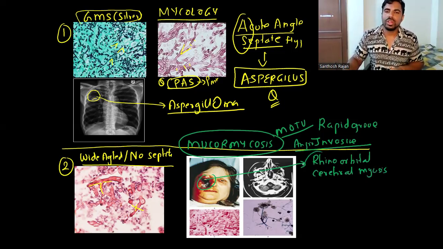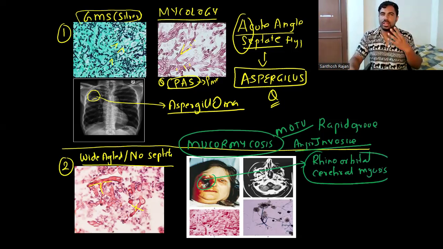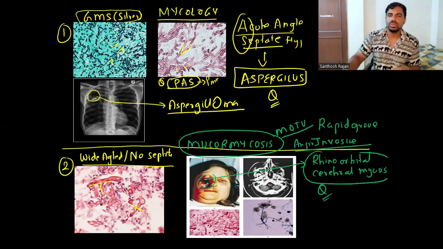However you want to take it, rhino-orbital means first it affects the eye or nose and then it goes to your orbit and affects the whole brain. You have blindness, you can have proptosis, so many things can happen. That's why it's more dangerous. Which is most common? Rhino-orbital-cerebral mycosis or whatever you want, mucormycosis.